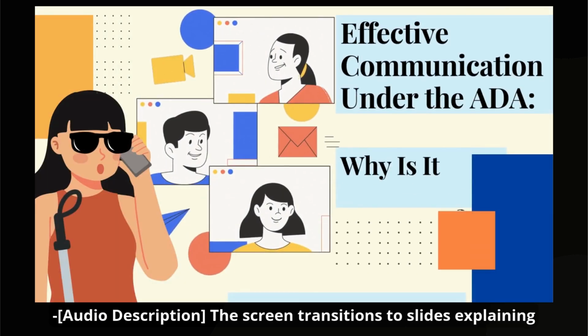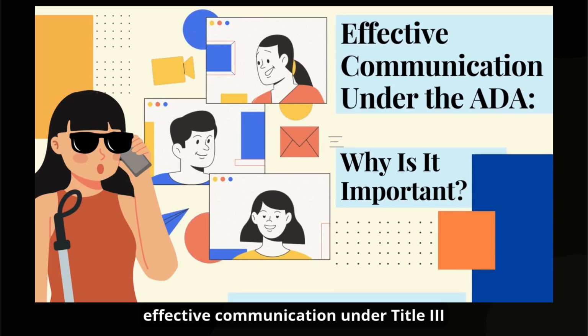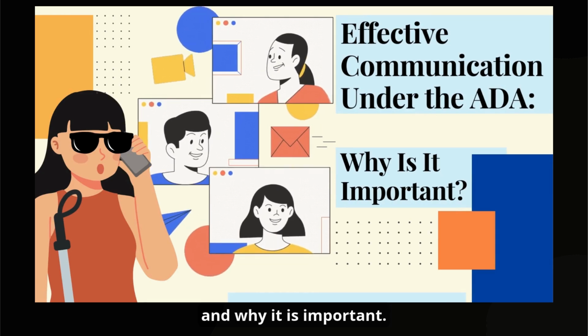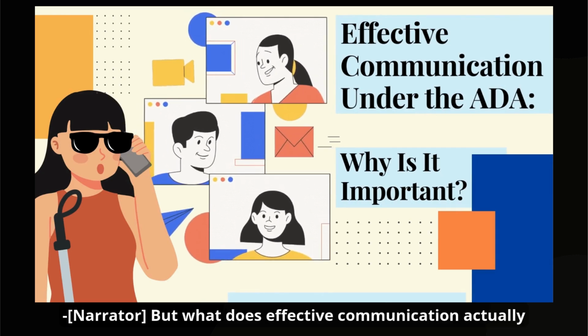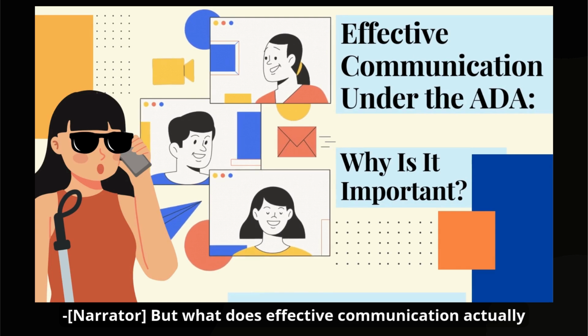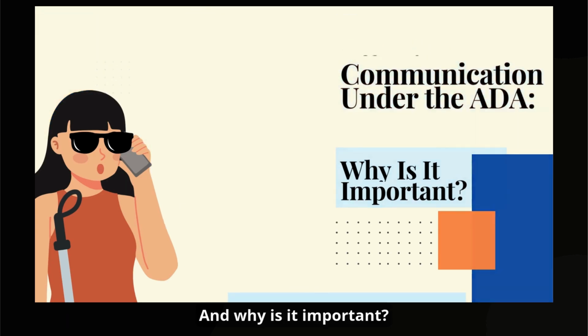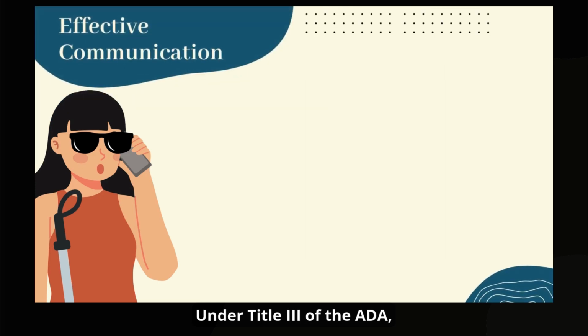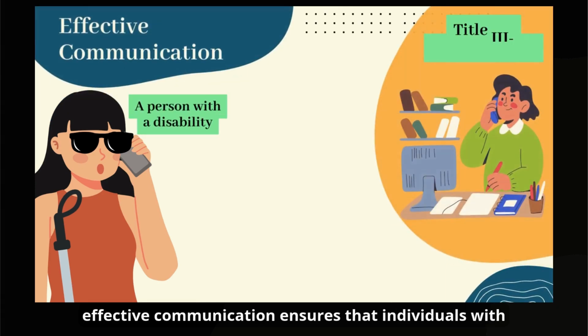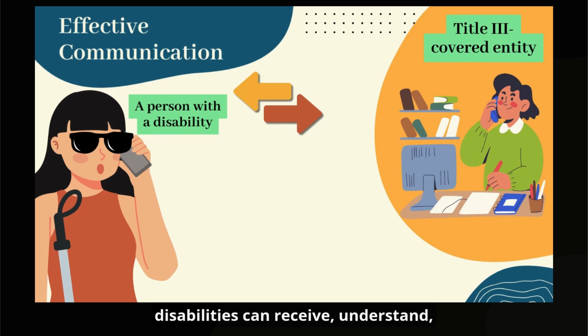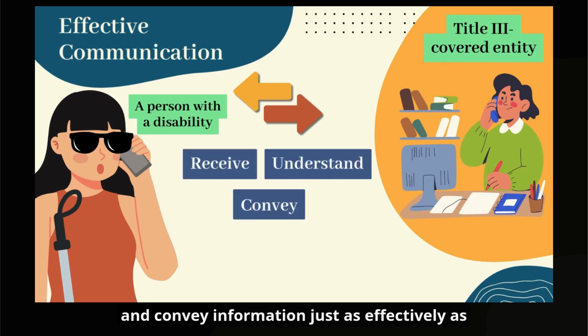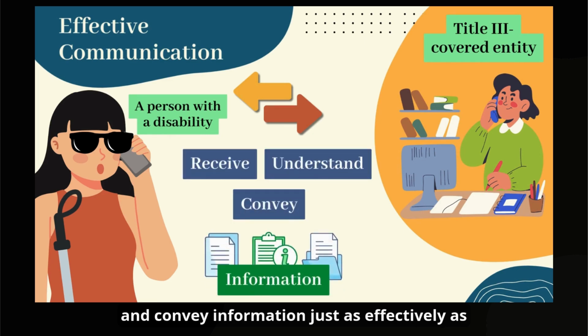The screen transitions to slides explaining effective communication under Title 3 and why it is important. But what does effective communication actually mean under the ADA? And why is it important? Under Title 3 of the ADA, effective communication ensures that individuals with disabilities can receive, understand, and convey information just as effectively as those without disabilities.